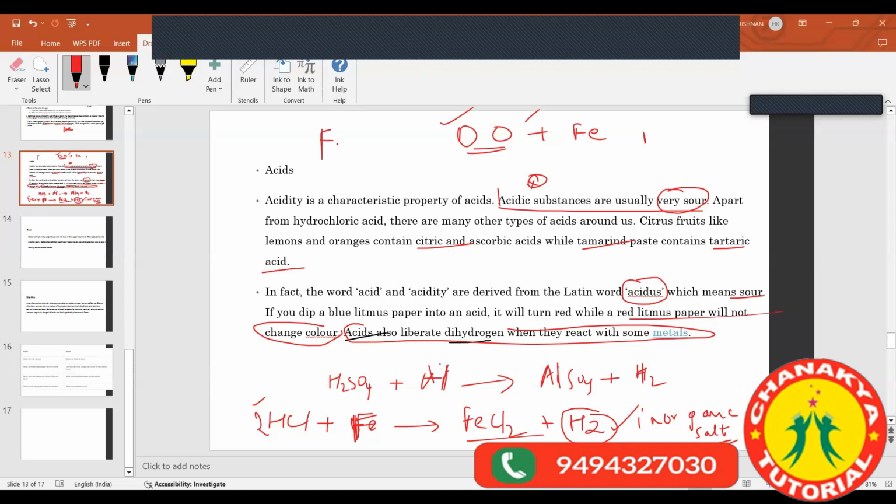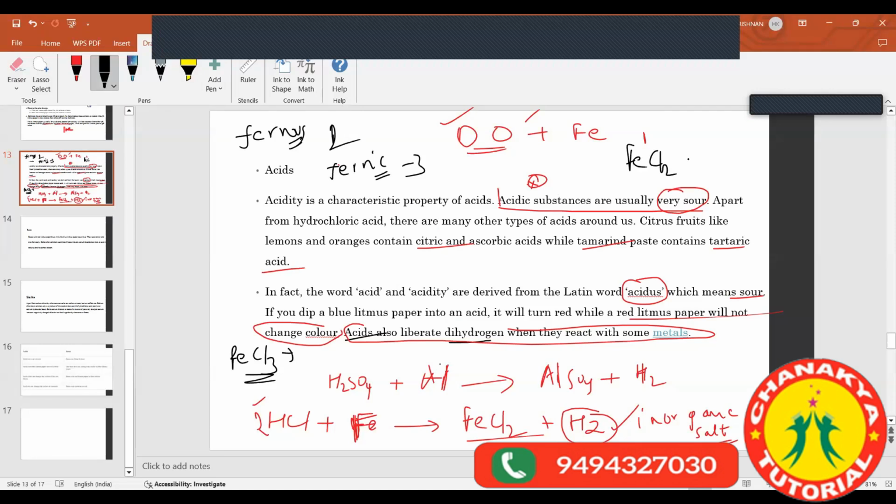I did a mistake. If it is ferrous chloride, it is not ferric. If it is ferric, you should have three in Cl. Ferrous means, please remember, this is a very important point, children. Even I forgot. If you have ferrous, it is always two. If it is ferric, it is always three. So if it is FeCl3, I should say ferric chloride. But if it is FeCl2, it is ferrous chloride. It is not about Fe here, but it is based on the chloride you have. That is also an important point. Got it?